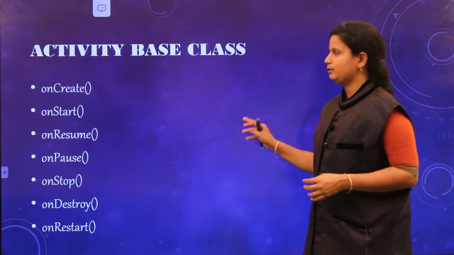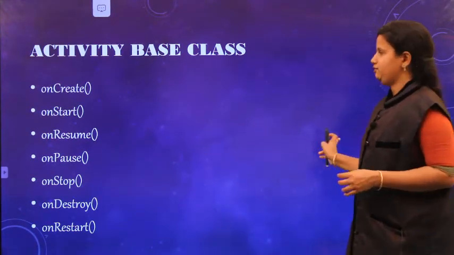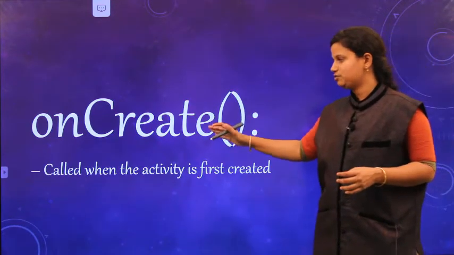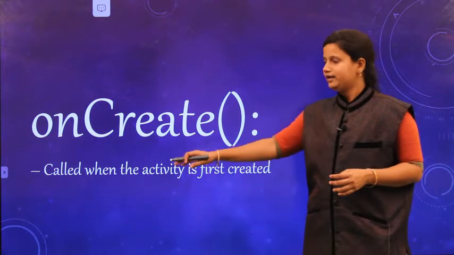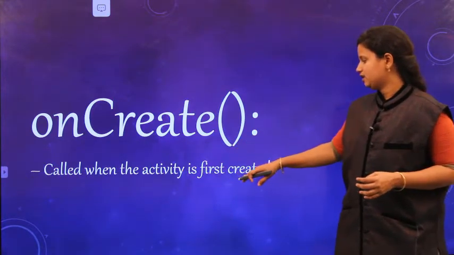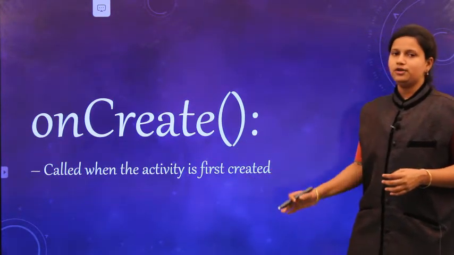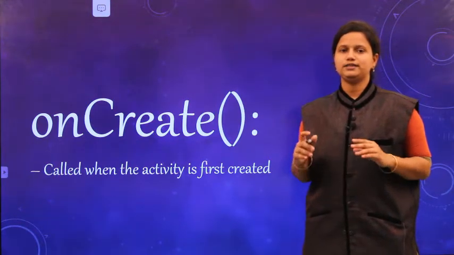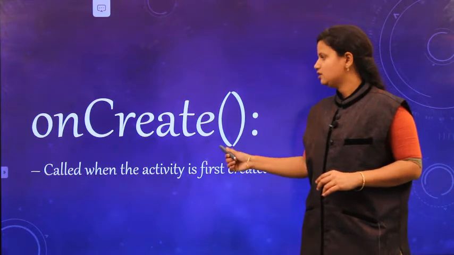Let us go one by one. onCreate. In which state is onCreate called? onCreate is one of the methods of the life cycle. It is called when the activity is first created. So in your application, when your activity is first created, at this situation onCreate is called.